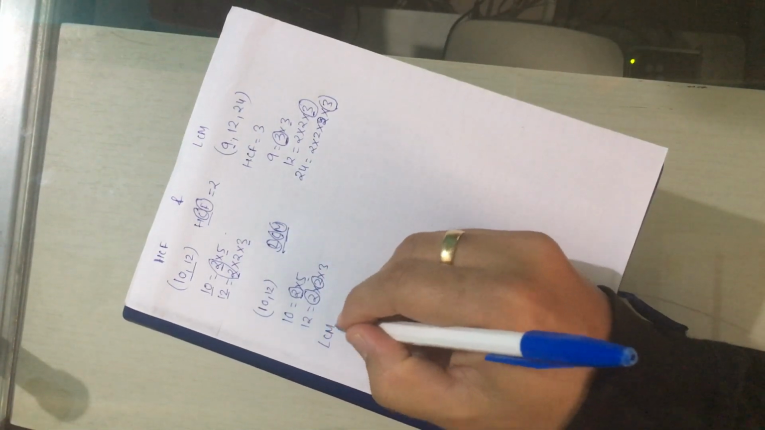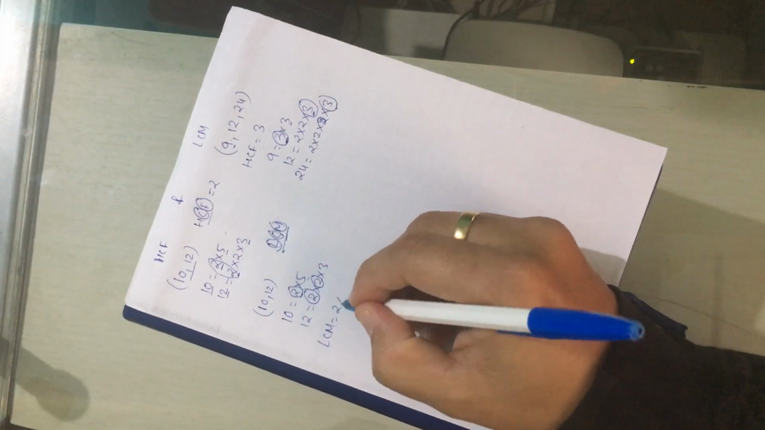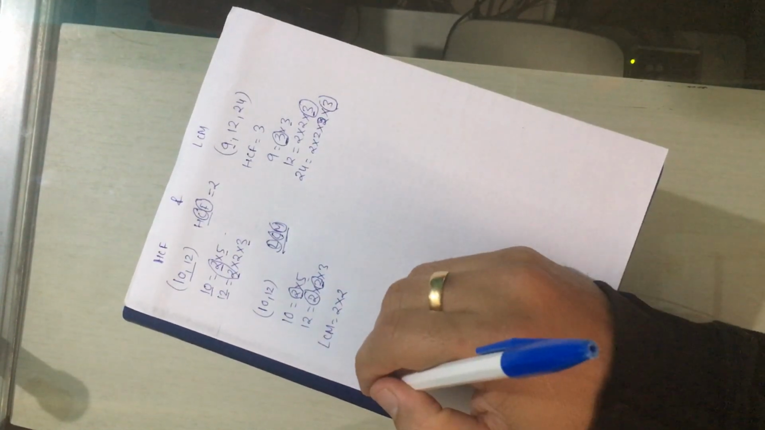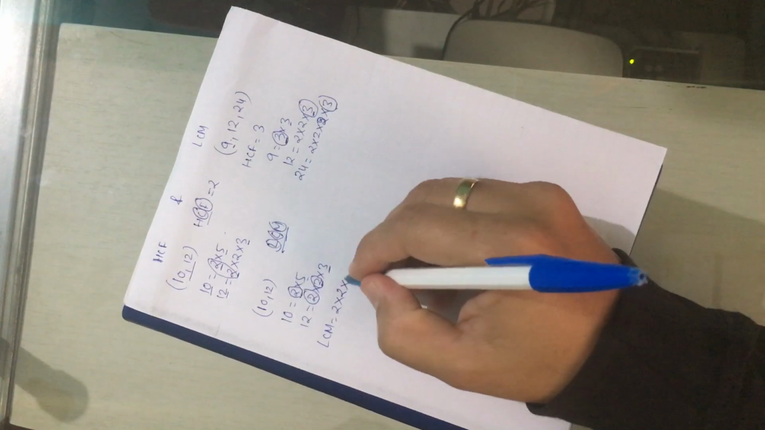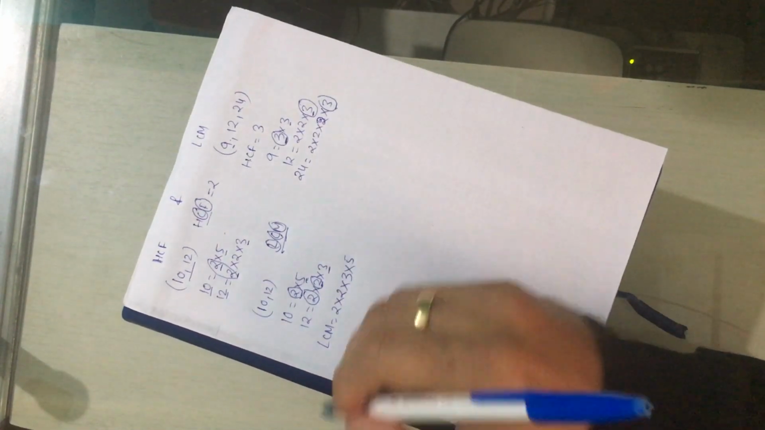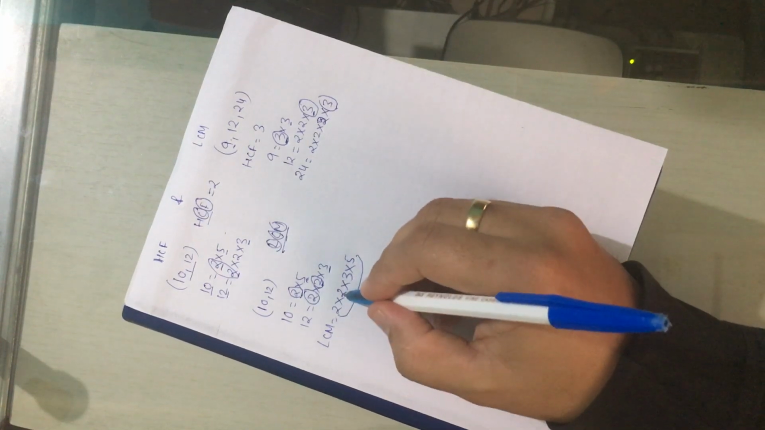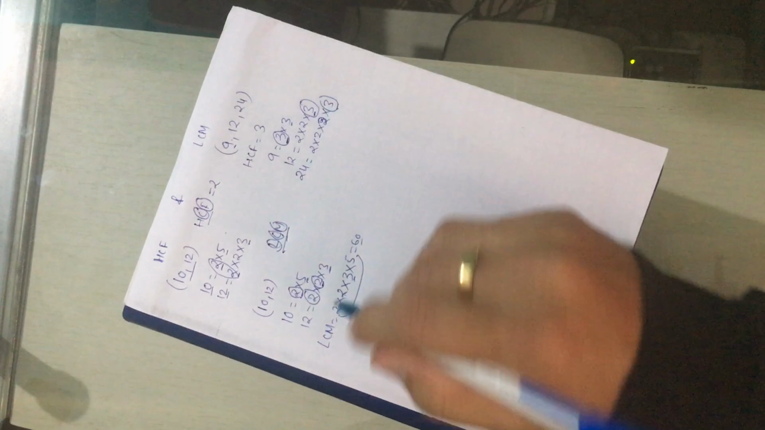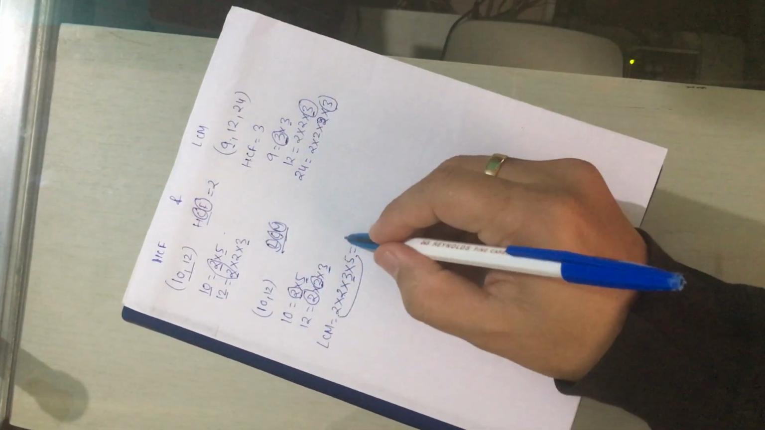So LCM will be, 2 is common in this, so this is 2. Now here you have another 2, you have to take this as well. You have 3 here, you have to take this 3. You have 5 here, you have to take 5. So how much will it be? 2 into 2, 4, multiplied by 3, 12, multiplied by 5, which is 60. So 60 is the LCM.